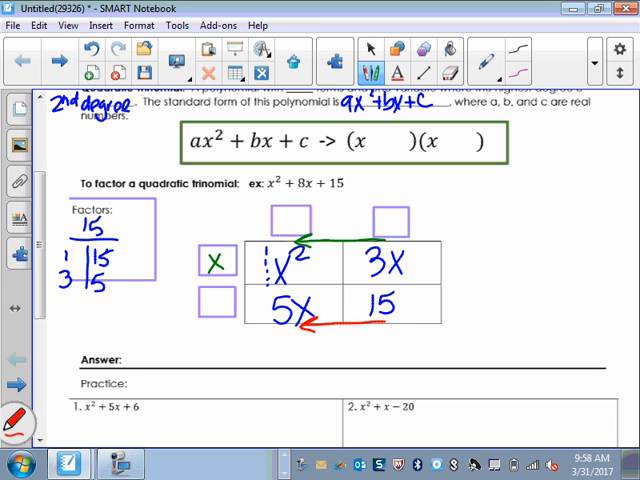So I need to ask myself, all right, what are the factors of 5x and 15? What do they have in common? They both have a factor 5 in common. So I'm going to put that number in there.